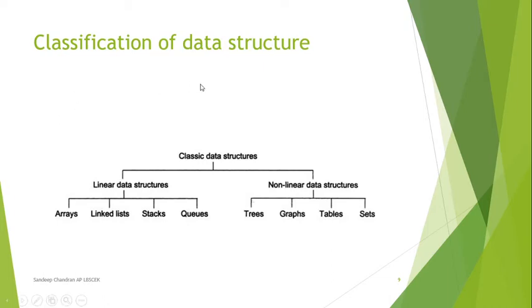Okay. Now we will classify the data structures. Data structures can be classified into two: linear data structure and non-linear data structure. In the case of linear data structure, we have arrays, linked list, stack, queue. And for non-linear data structure, we have trees, graphs, tables, sets. We will cover all these things, except I think tables and sets we are not covering. The remaining things we will be covering. Among these, arrays you already know. You have implemented several programs and you learned arrays very well.